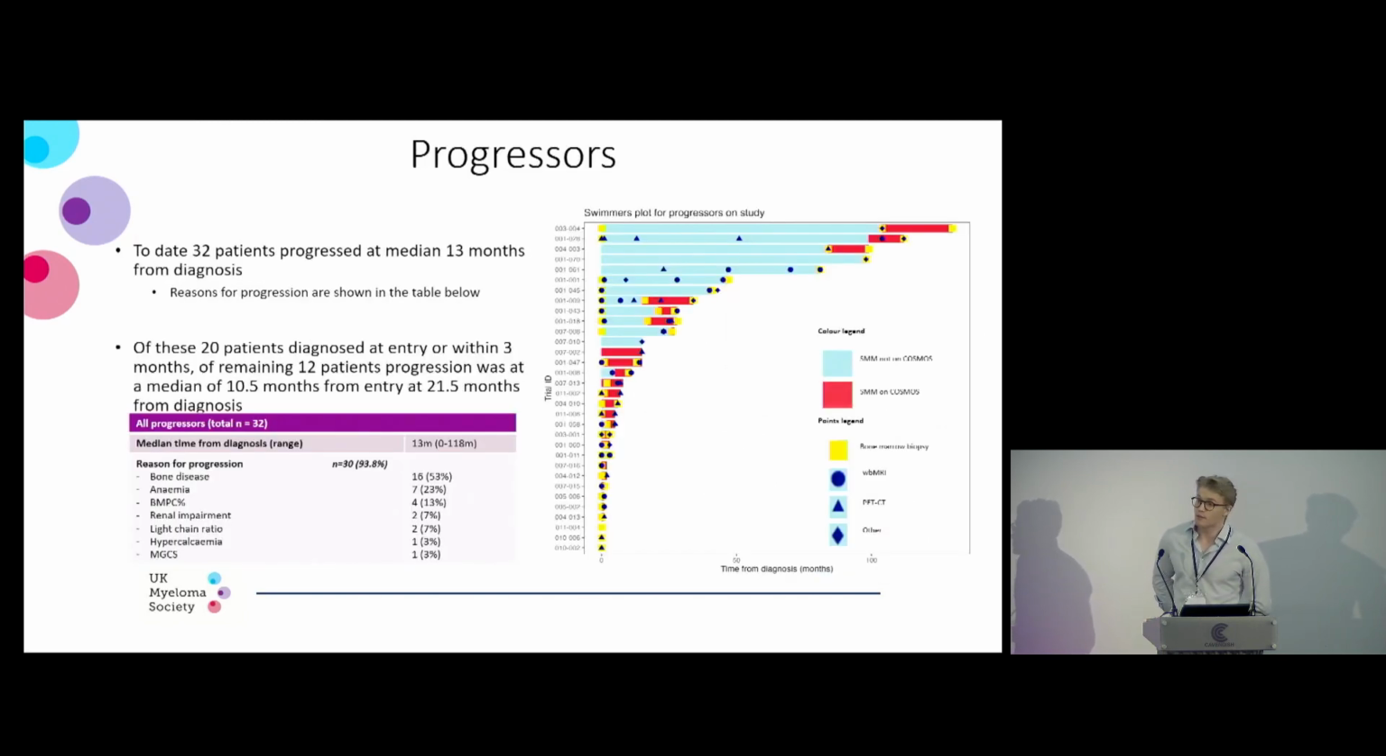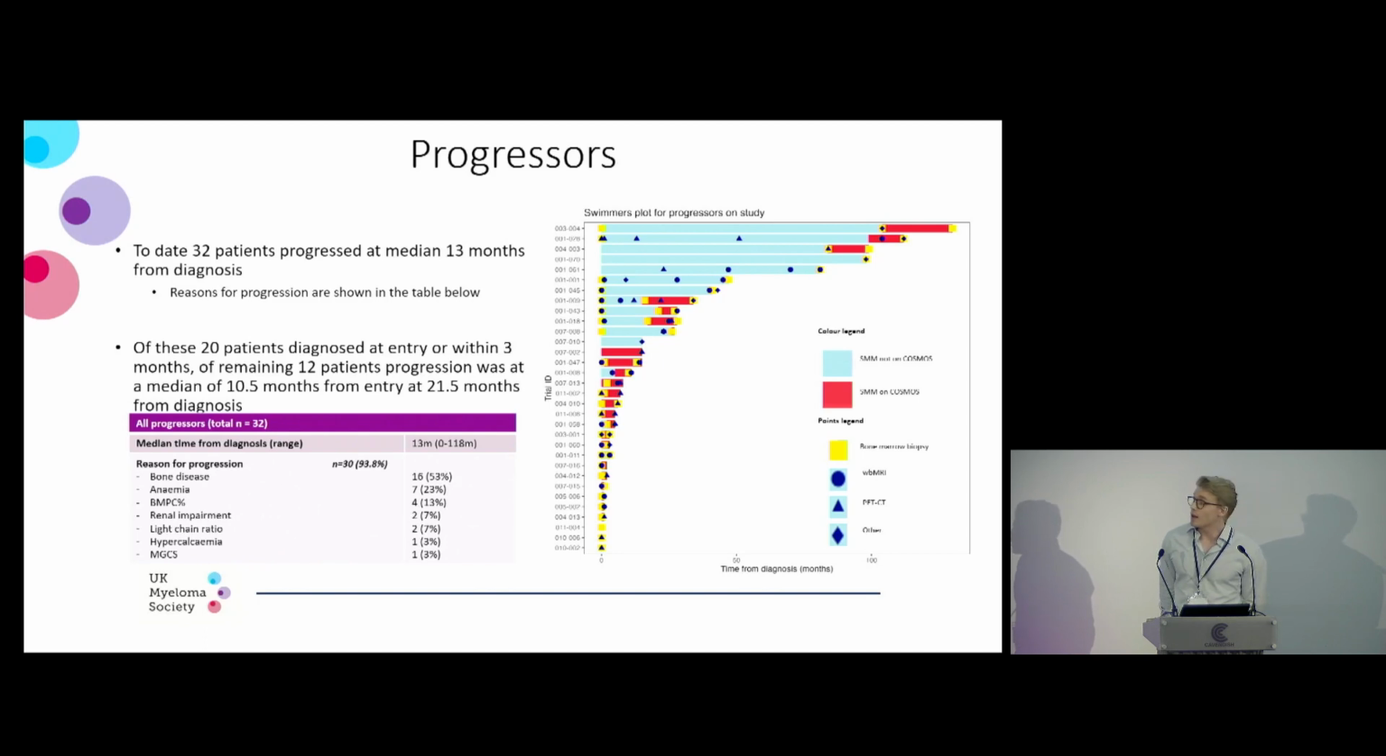Looking at those who have progressed, in total, 32 patients have progressed at a median of 13 months from diagnosis. They're shown in the swimmer's plot on the right there. The blue bar is their time from diagnosis, not on study, and then in red is their time on the COSMOS study. And where we have information, we've added symbols to mark their imaging and bone marrows. The reasons for progression are shown in the table in the bottom left, and it's important to note that over half had bone disease at progression, which is important because of the associated morbidity, which we heard a lot about this morning.